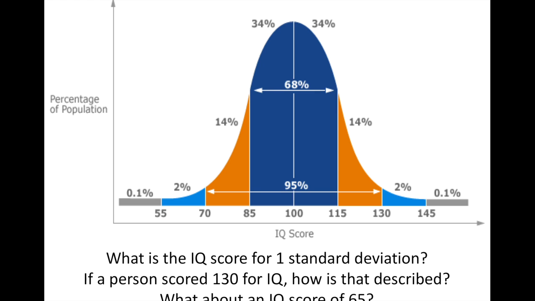So the question I posed down there: if a person scored 130 for an IQ, how would you describe that? And what you would say is, well, they are 2 standard deviations above the mean, right? Because the standard deviation is 15, so 2 times 15 is 30, and 100 plus 30 is 130. So if they have an IQ score of 130, they would have an IQ score 2 standard deviations above the mean. And then what about an IQ score of 65? Well, that would be slightly greater than 2 standard deviations below the mean, right?